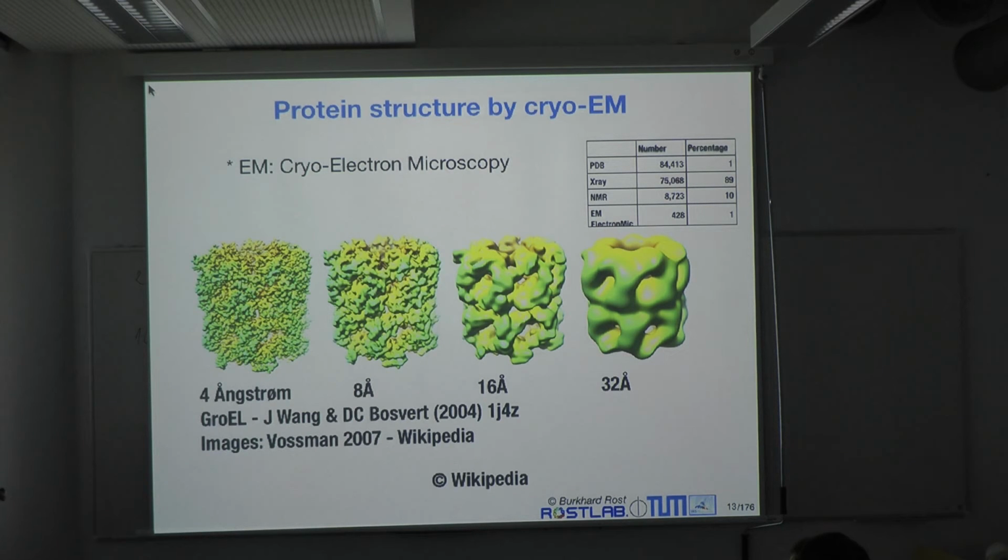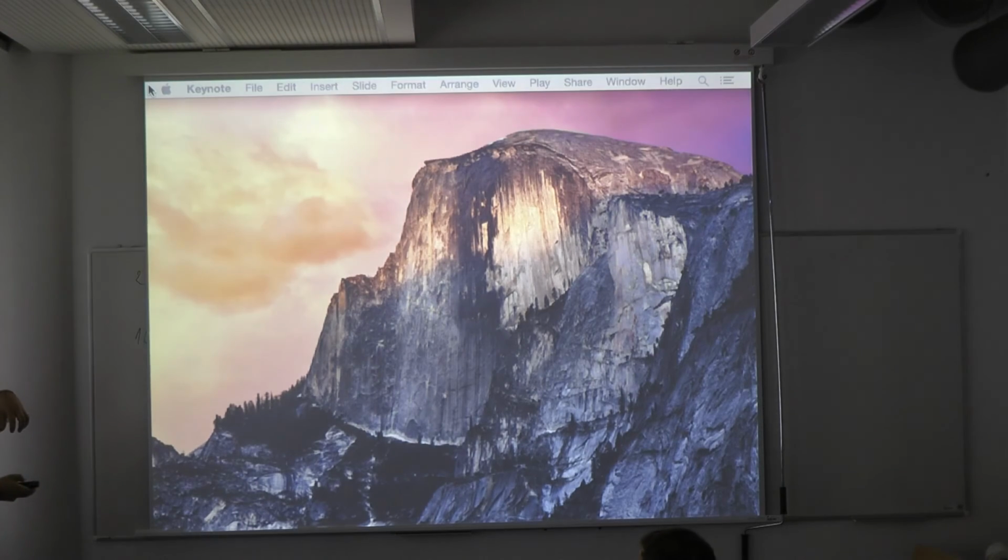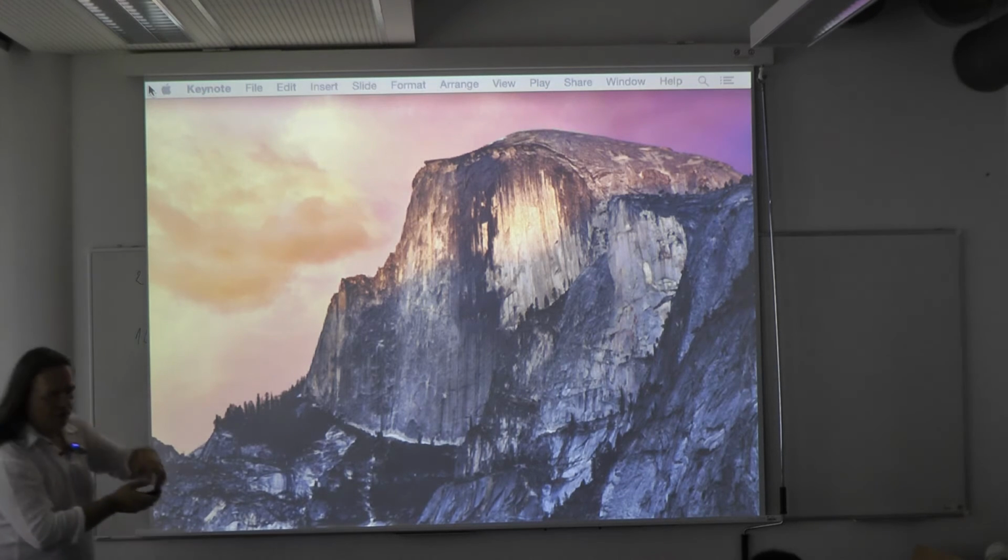By cryo-EM. For a particular protein that is called GroEL, that's a protein that is forming a basket. So this is the basket, you see that, made of several units.